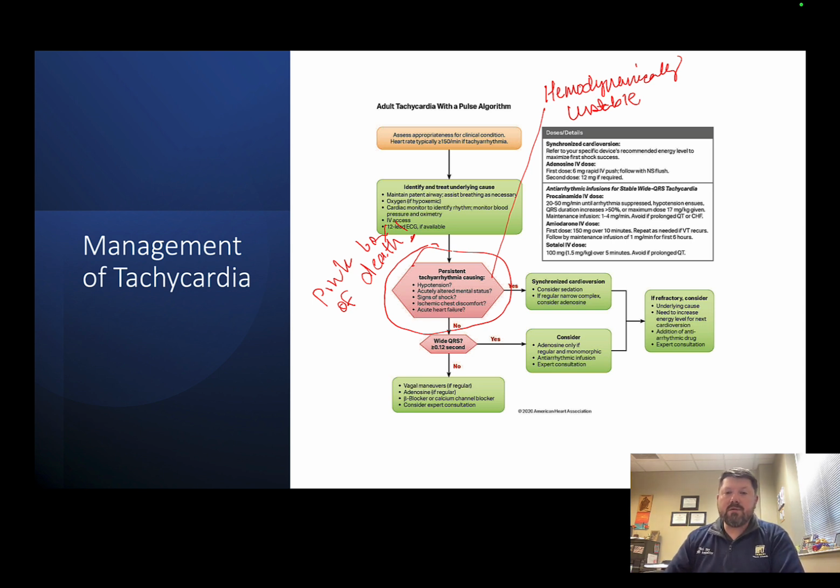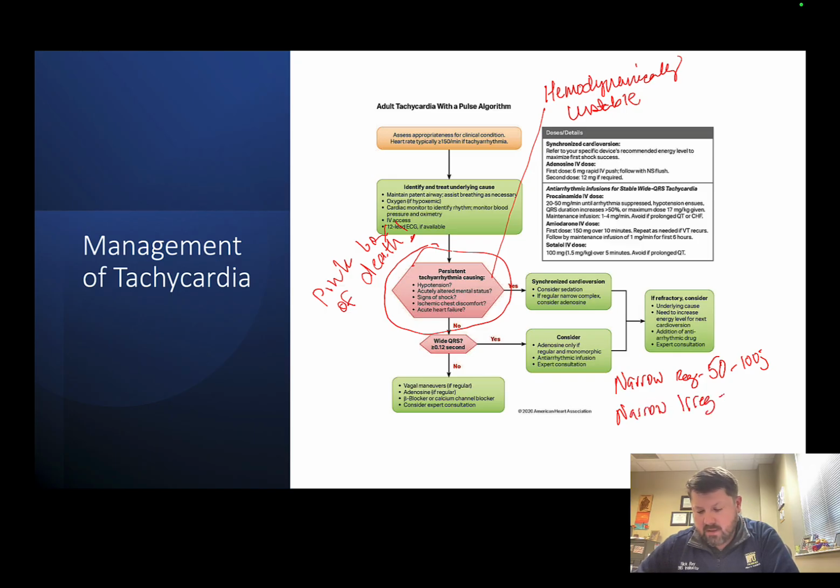Now, the recommendation for your joules dosage for synchronized cardioversion is going to be based on the monitor that you use, whether it's a Zoll or a LifePak or a Philips or some of the many other brands. So you certainly want to check with your agency or your protocols to figure out what dosage you're going to use. But for today's purposes, we're going to go with the original American Heart Association recommendations as far as the joules dosage. So for a narrow regular is going to be 50 to 100 joules. For a narrow irregular is going to be 120 to 200 joules.